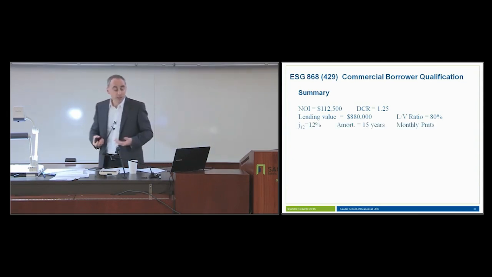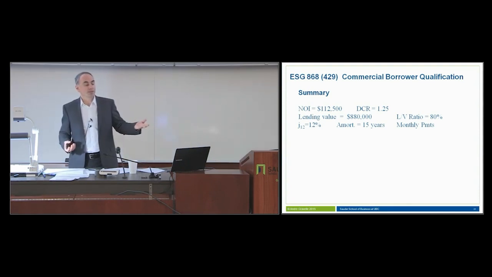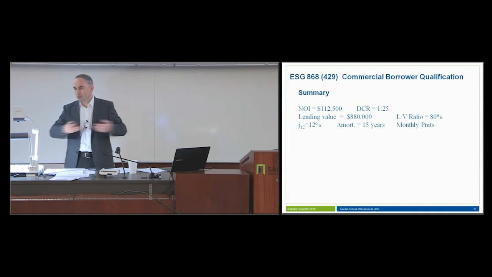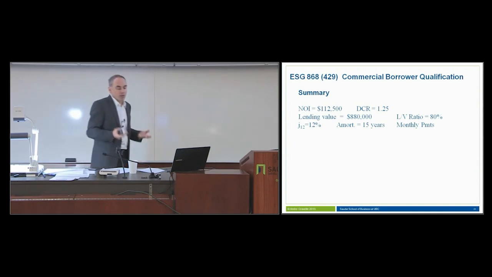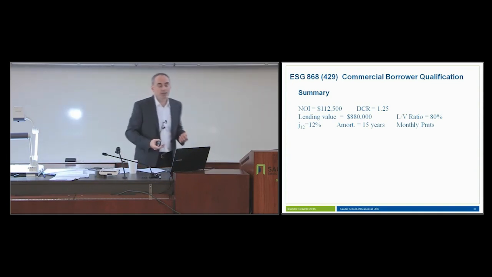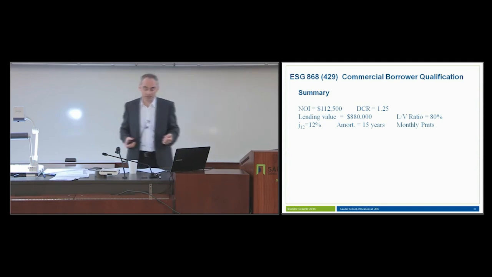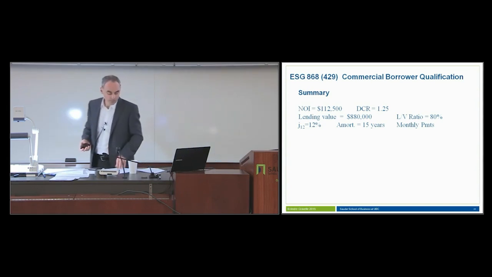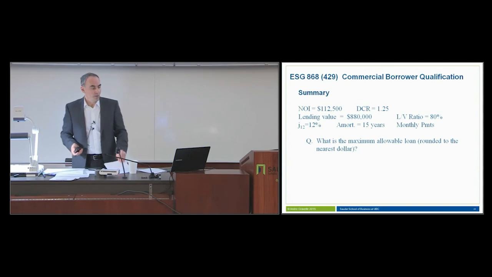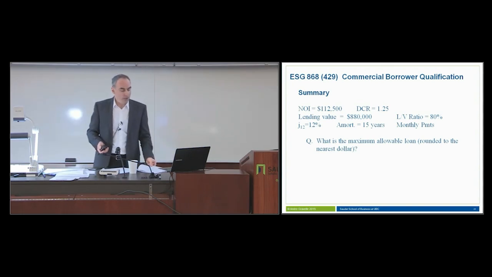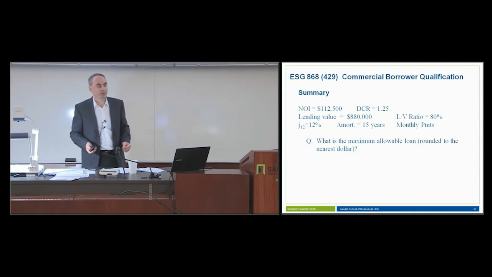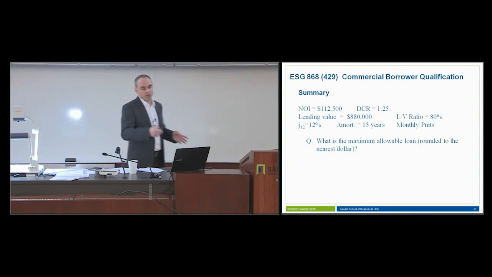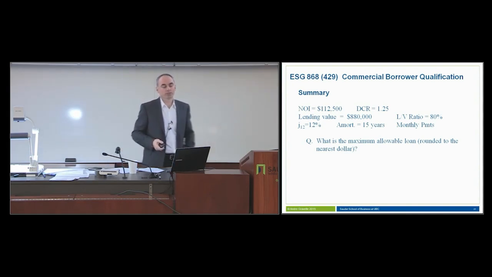Next pieces of information are the interest rate, amortization period, monthly payments. Well, I know I use those together, so again, I'll summarize them together. J12 equals 12% is the interest rate. It's amortized over 15 years, and there are monthly payments. The question is, what is the maximum allowable loan rounded to the nearest dollar? Okay. So I'll summarize this one more time on the next slide as we work through it.